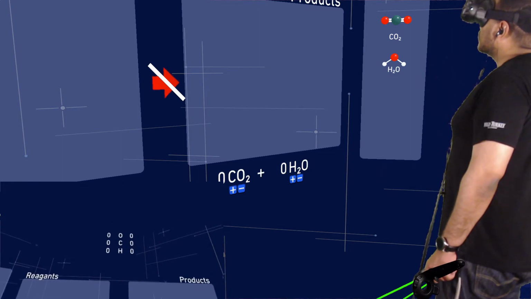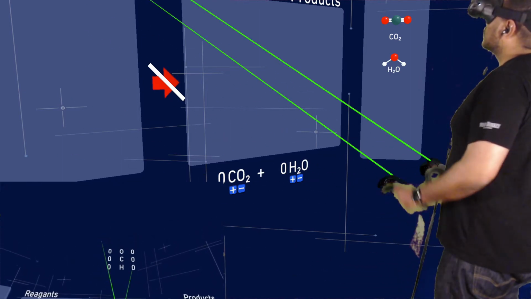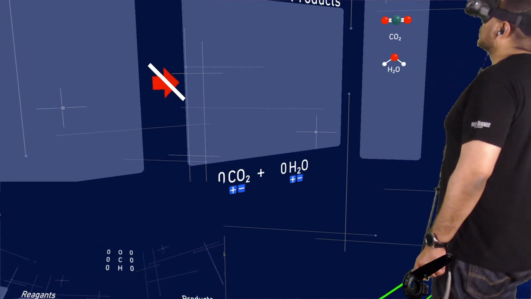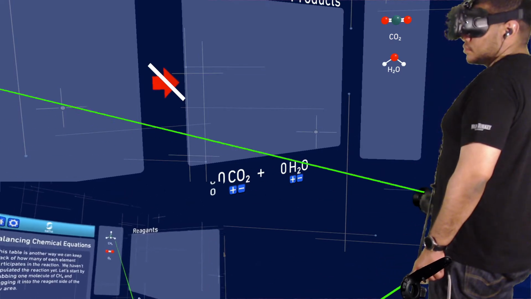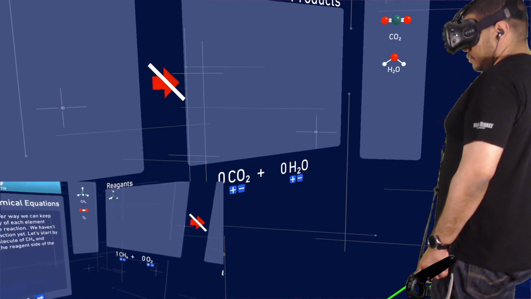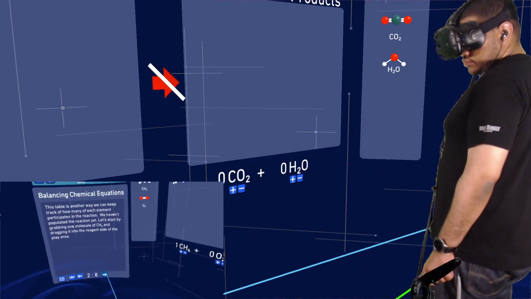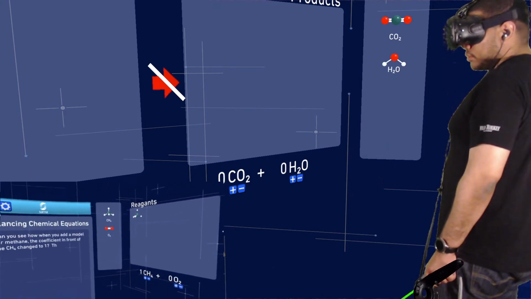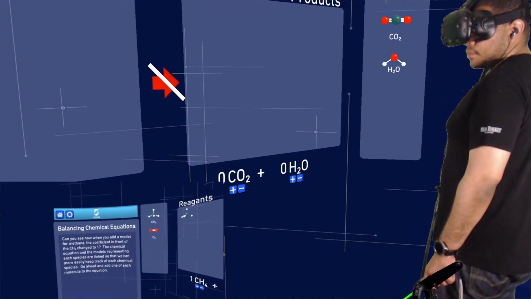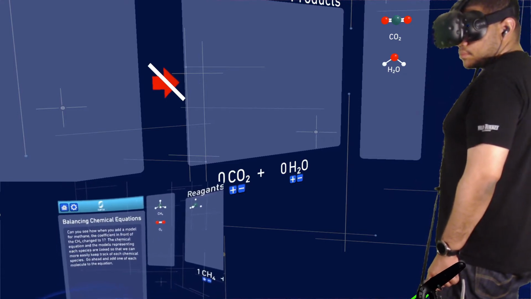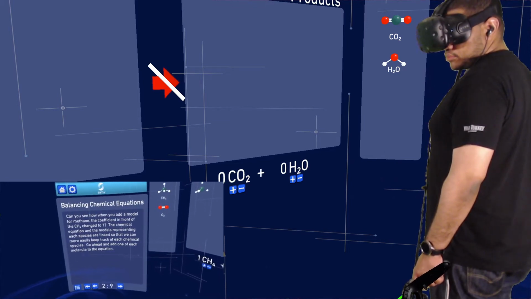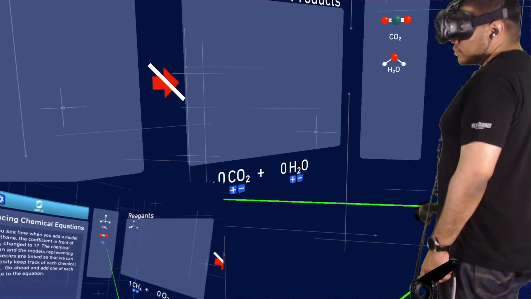This table is another way we can keep track of how many of each element participates in the reaction. We haven't populated the reaction yet. Let's start by grabbing one molecule of CH4 and dragging it into the reagent side of the play area. Can you see how, when you add a model for methane, the coefficient in front of the CH4 changed to 1? The chemical equation and the models representing each species are linked so that we can more easily keep track of each chemical species. Go ahead and add one of each molecule to the equation.